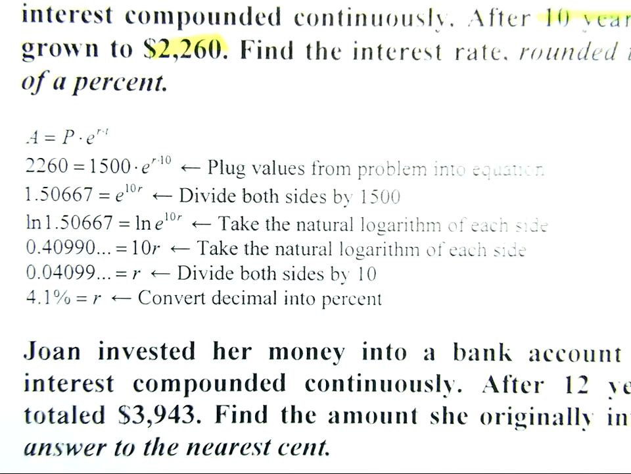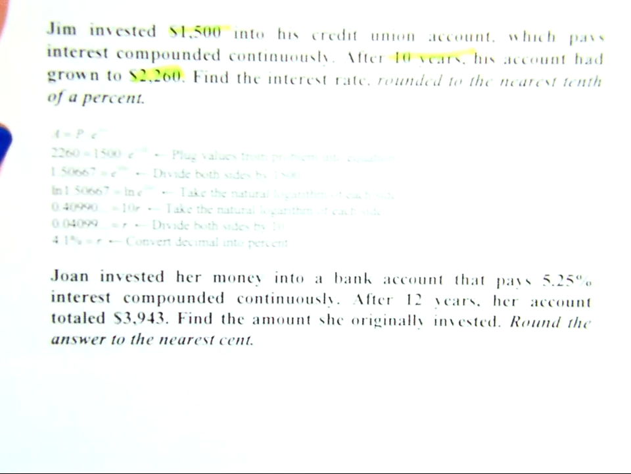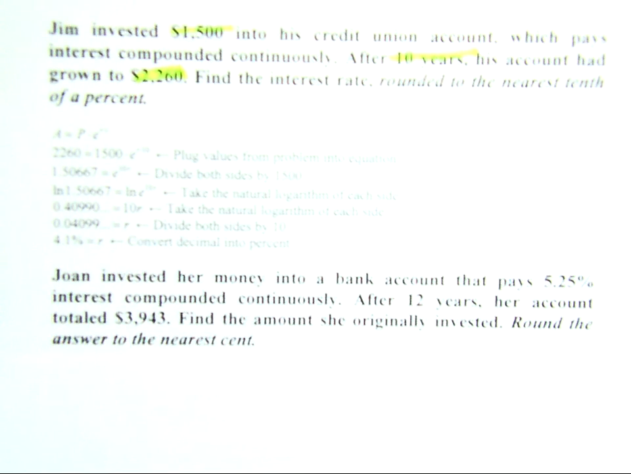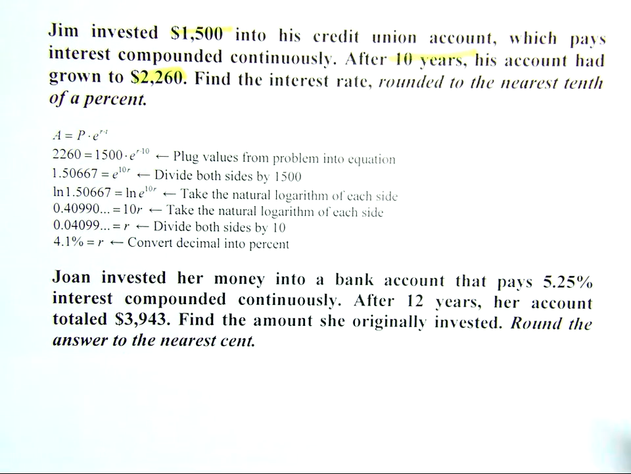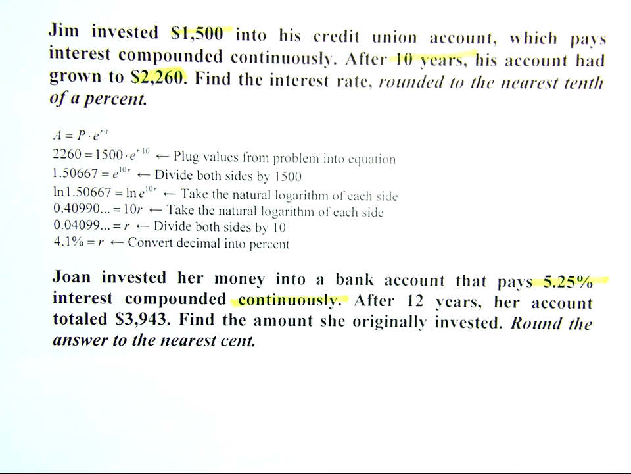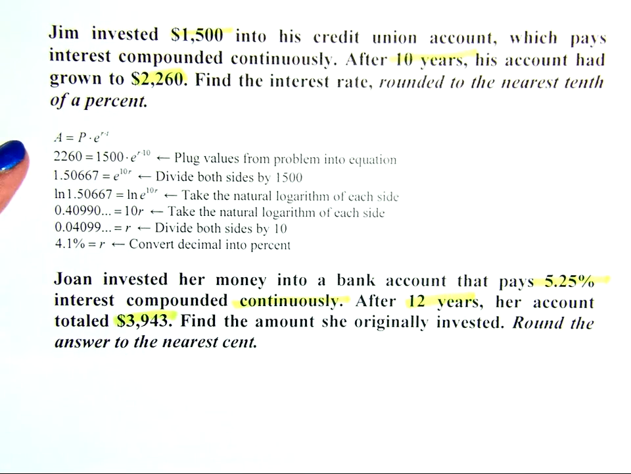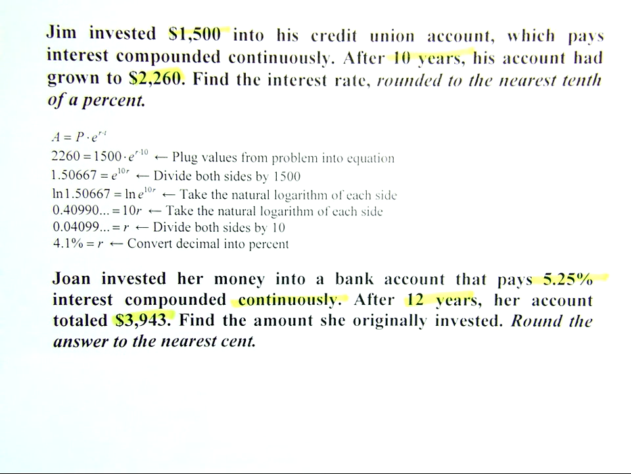My suggestion would be that you pause the video and try to do the problem before I go through it. So we have Joan invested her money into a bank account that pays 5.25% interest compounded continuously, and that continuously is important. After 12 years, I know I'm going to need that 12, her account totaled $3,943. Find the amount she originally invested. So now would be a good time for you to pause the video and try this problem before I go ahead and go through it.